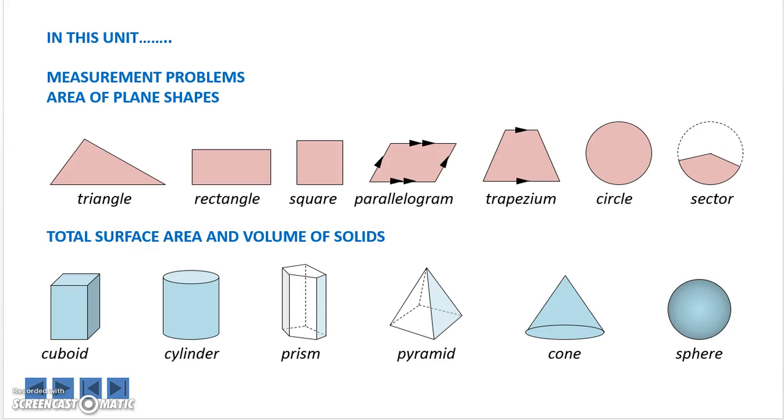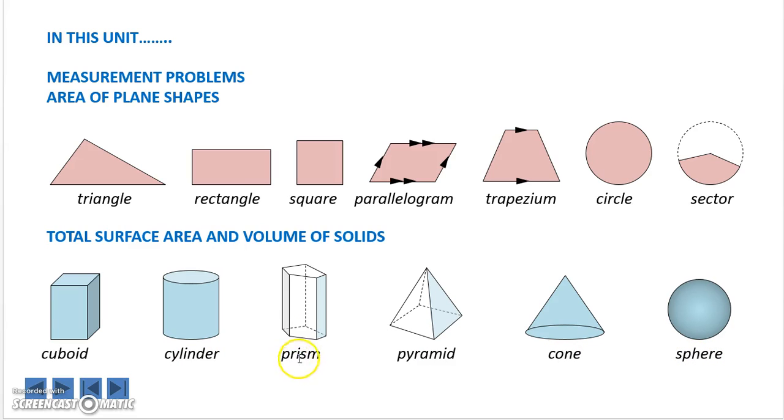We'll then be looking at area of 3D shapes, so you can see that there is now some thickness, some depth to these shapes. And so we've got cuboids, cylinders, prisms, pyramid, cones and spheres.